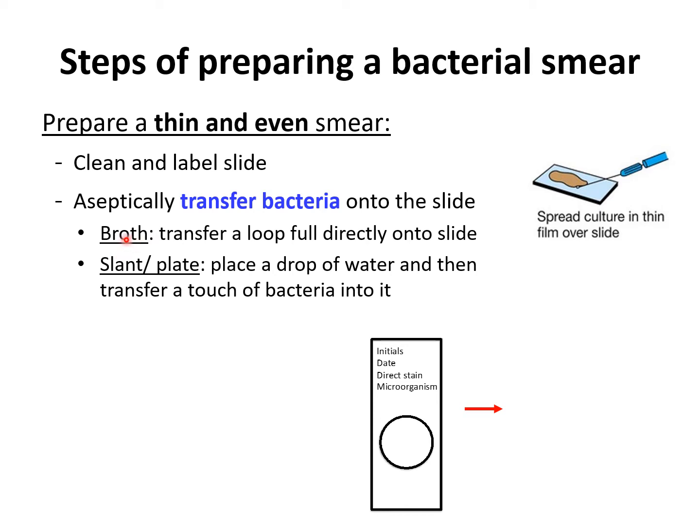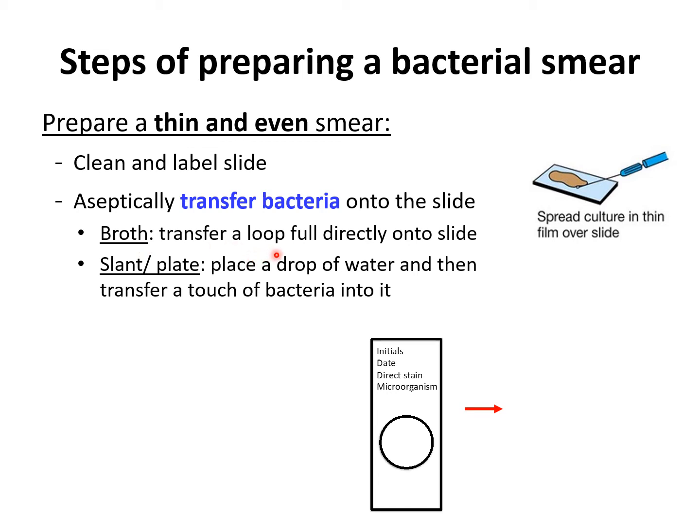After you've made sure that you flamed the mouth of your broth, take your sterilized loop and stick it into the broth medium. Make sure though that you have flickered the broth first, because sometimes the bacteria settles down to the bottom of your broth. So make sure that you've shaken your broth tube, or flickered it, so that when you dip your inoculating loop into the broth, you are going to pick up some bacteria.